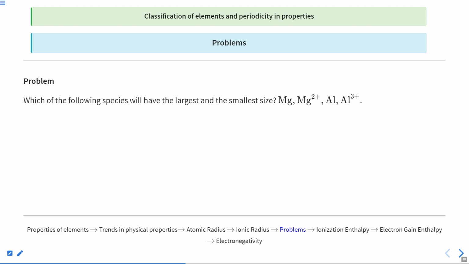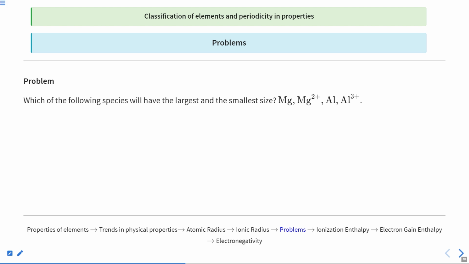Which of the following species will have the smallest size? So we have magnesium, magnesium 2+, aluminium, aluminium 3+. If you look at the periodic table, you will find potassium, calcium, magnesium. So magnesium falls in which series? In the fourth series, in the fourth period.